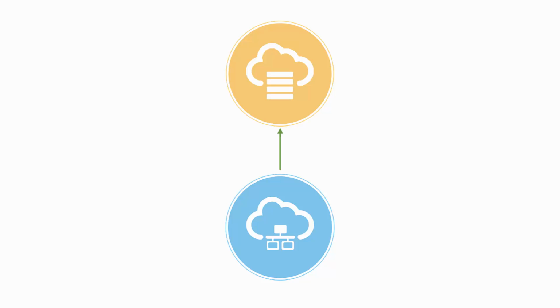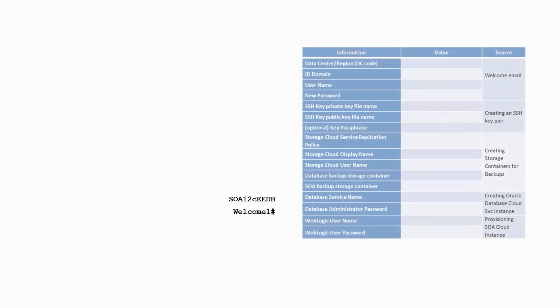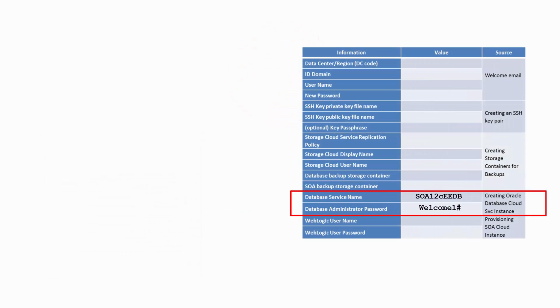Creating an Oracle Database Cloud Service instance is one of the prerequisites to provisioning Oracle SOA Cloud Service, which uses a Database Cloud Service to store both configuration and runtime instance data. In the next hands-on activity, you'll assign a name to the database service instance and a database administrator password. As before, be sure to retain this information. You'll need it later.